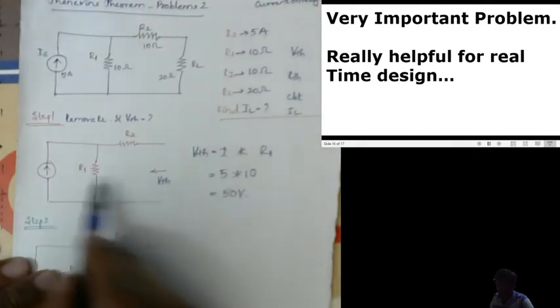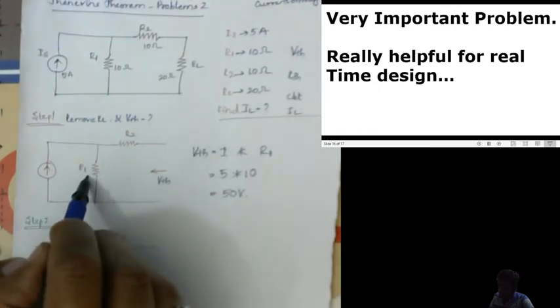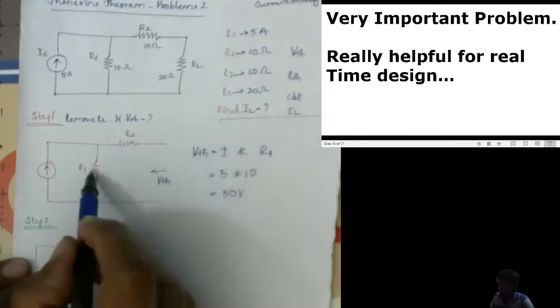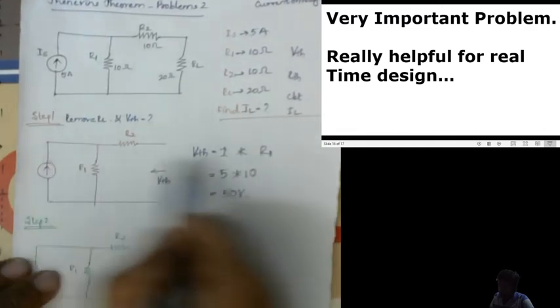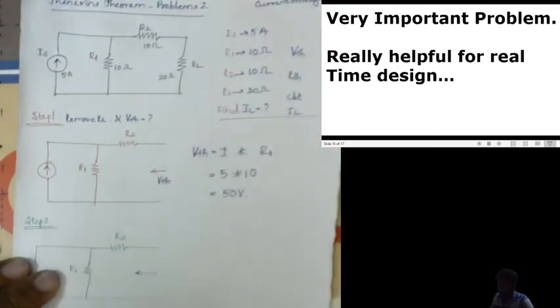The VTH is equal to the voltage across R1. Therefore, VTH is equal to I into R, where I is the current independent source value and the R1 value is 10 ohm. Okay, this is the VTH.